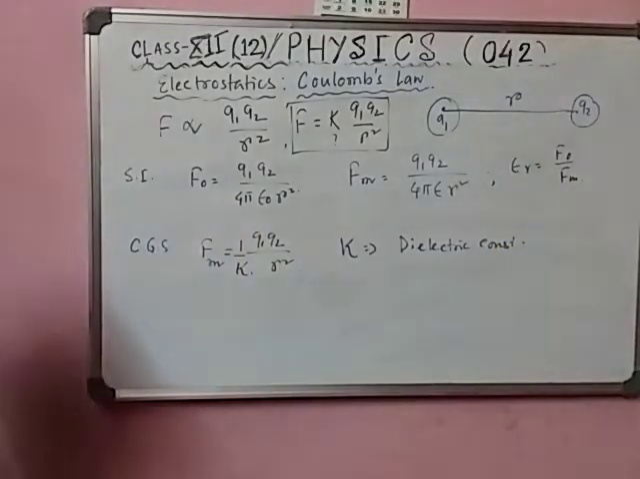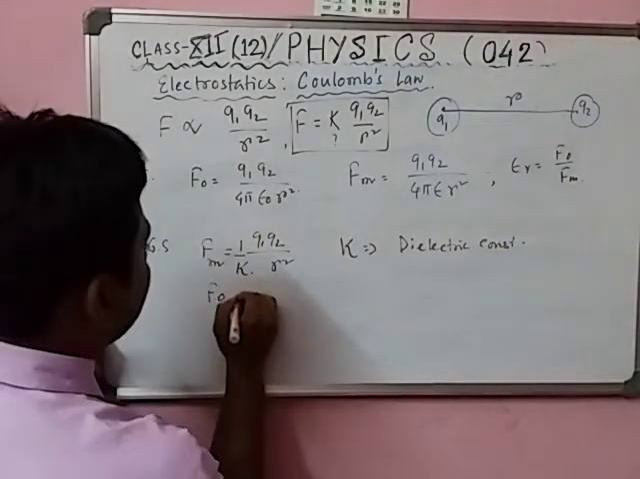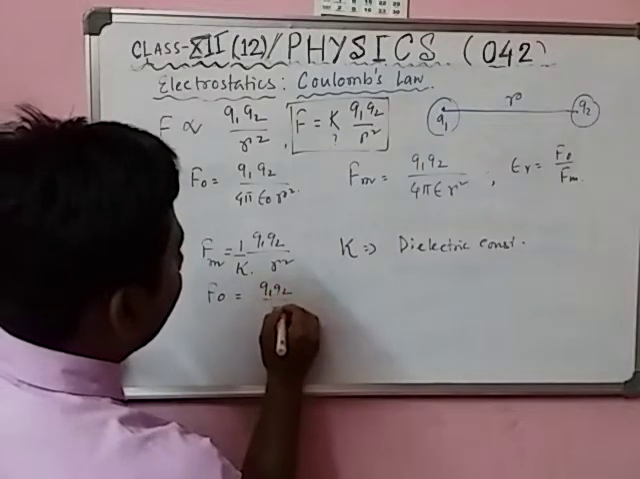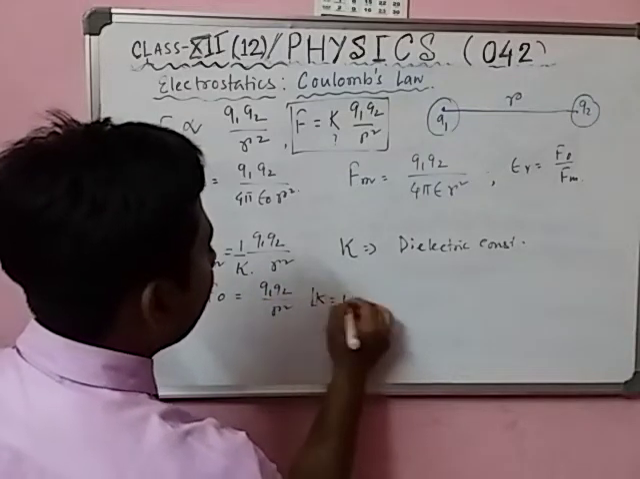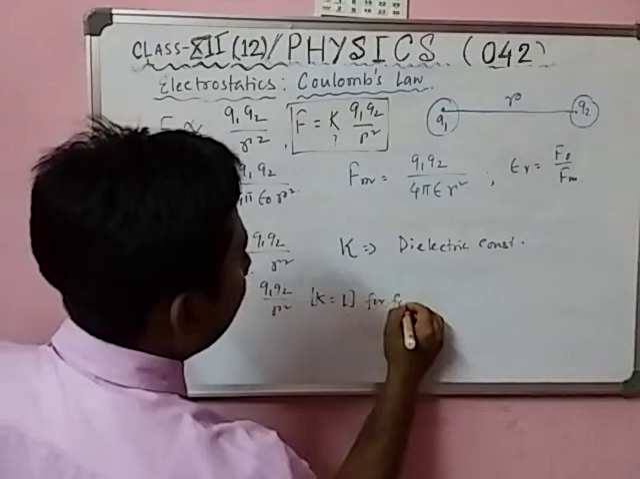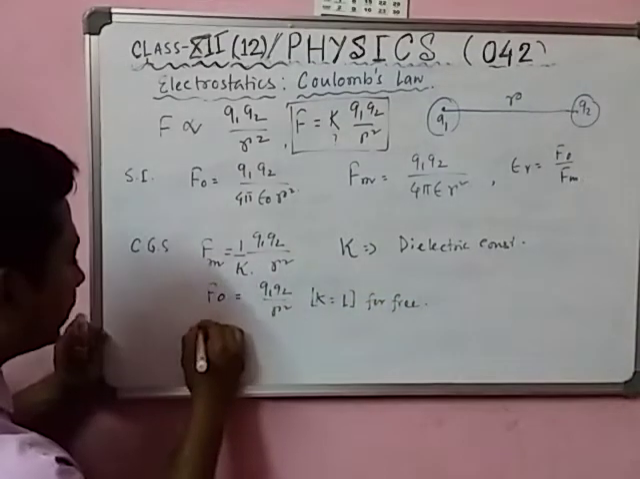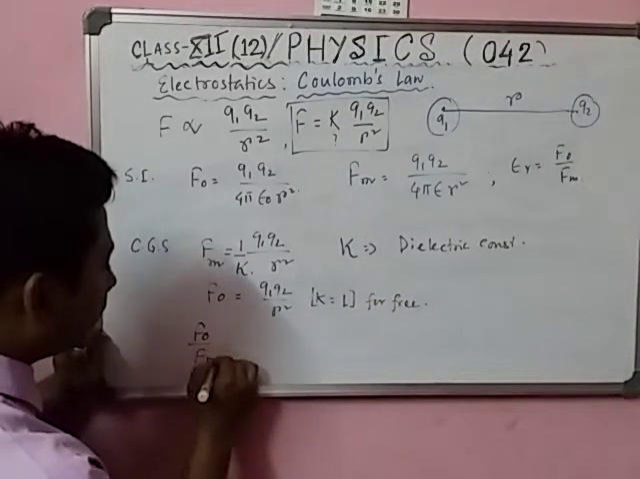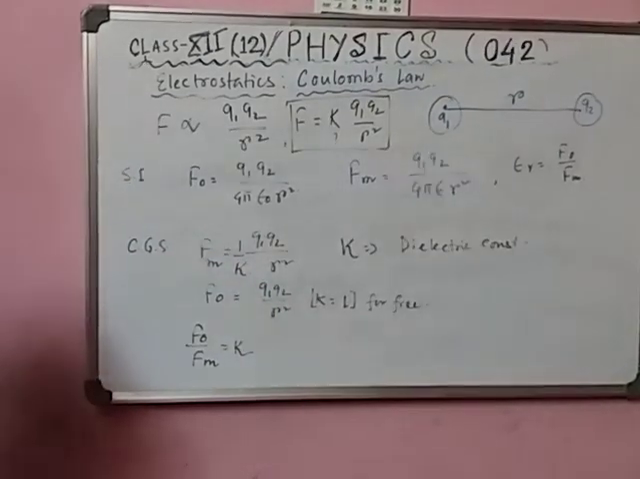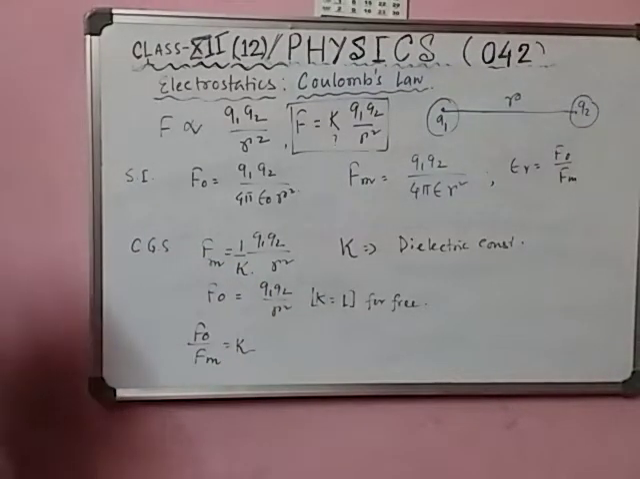Okay. So if there is a free space, then F = q1 q2 by r square, because k equals 1 for free space. If you divide these two, f naught by fm, you will get k.